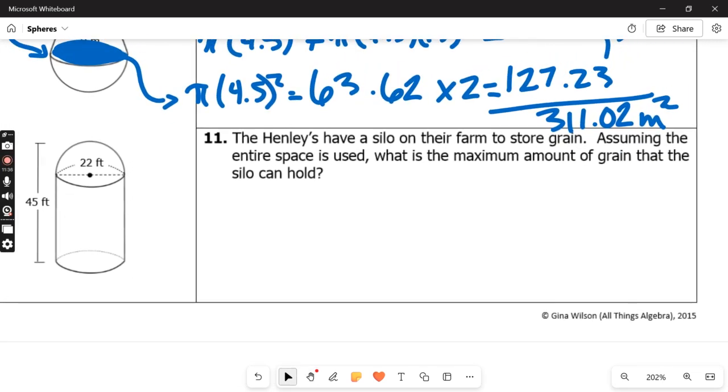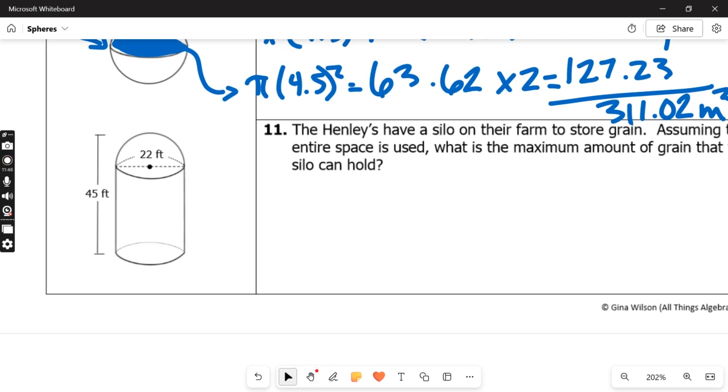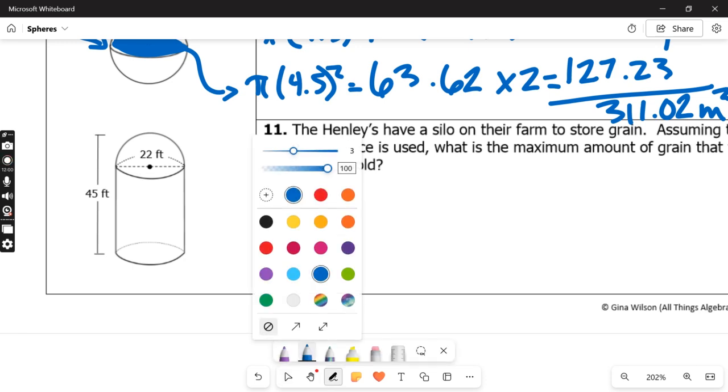All right. The Henleys have a silo on their farm to store grain. Assuming the entire space is used, what is the maximum amount of grain the silo can hold? So if we're talking about filling it up, that means we're talking about volume. So first, let's find volume of the cylinder. All right, so there's a few things that we need to do on our cylinder here. We need the height of our cylinder. So the entire height is 45.